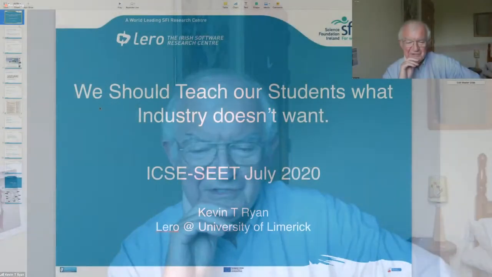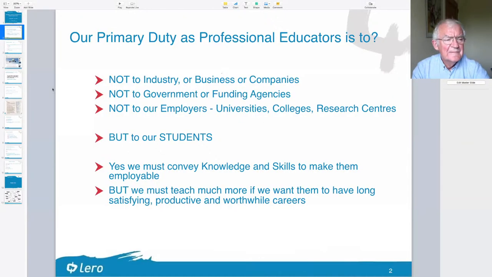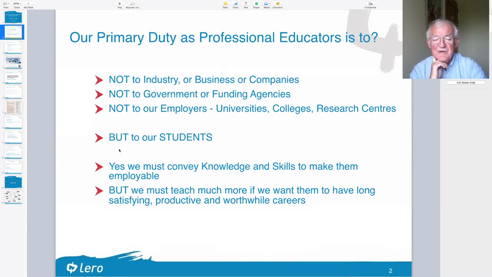Well, I want to tell you that we should teach our students what industry doesn't want. This paper came from attending so many sessions at ICSE where we were told all the time about what industry wanted and how important it was that we provided it. So my argument is that our primary duty as professional educators is not to industry, and it's not to government, and it's not to the people who employ us, but it's to our students. And in that case, we must teach them more than just knowledge and skills to make them employable, but we must teach them what they'll need in order to have long, satisfying, productive, and worthwhile careers.